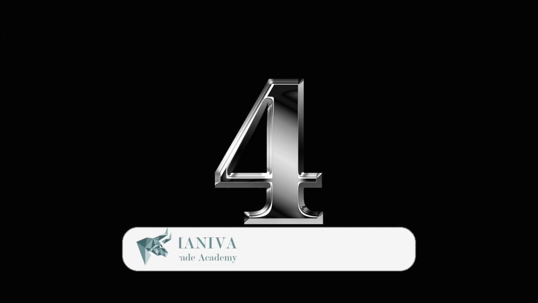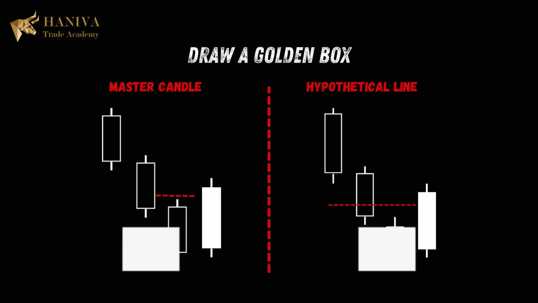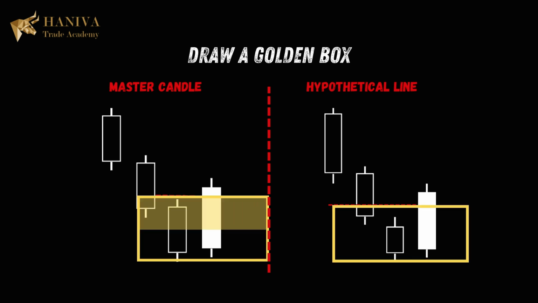Step 4. Draw a golden box. To draw the golden box, consider an area from the pivot tip to the area that has been covered and is important to us. If the candle that formed the lowest lows or highest highs was a master candle, the covered area of the master candle is considered. Otherwise, the hypothetical line is important. Divide the specified range into 2 equal parts and enter the trade when the price enters the upper area.